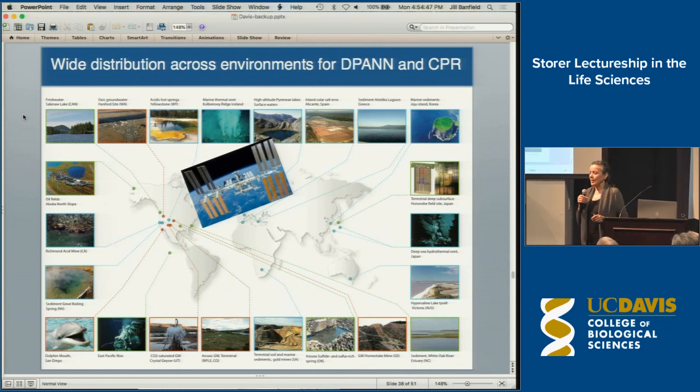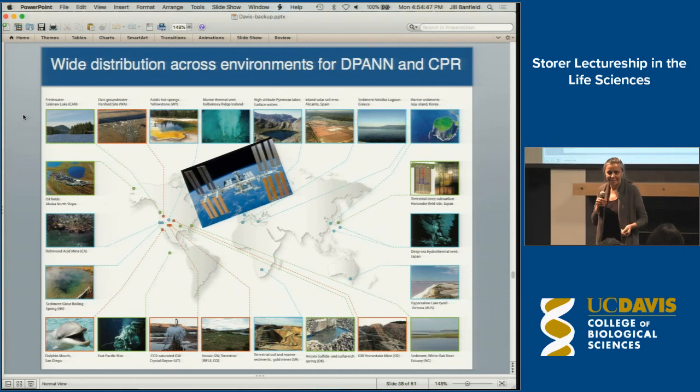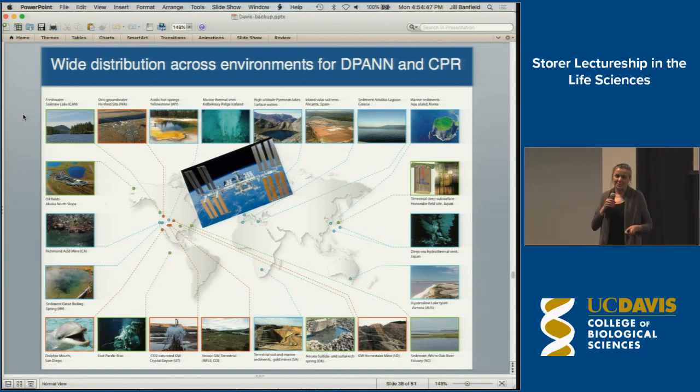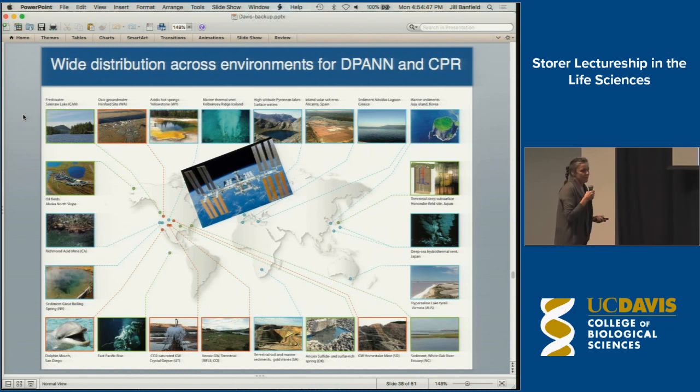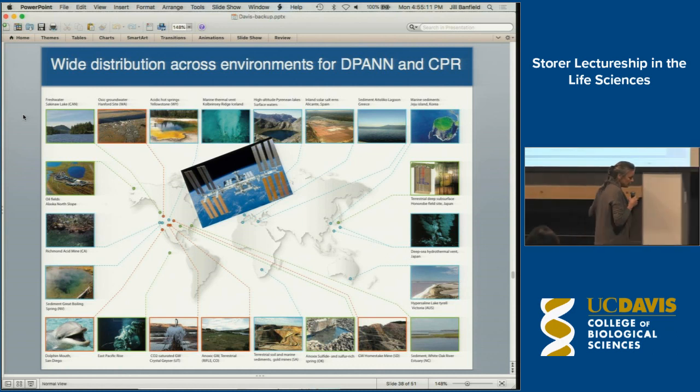So you might be thinking, okay, who cares about the CPR and DPAN, right? They exist in the Colorado Plateau. I don't really care about them. They are actually pretty much found everywhere in the world. They're definitely less common in aerobic environments. The open ocean seems to be absent or deficient of them. But this is just a pretty picture that shows all the different environments and even apparently the space station. So this is an important take-home point.